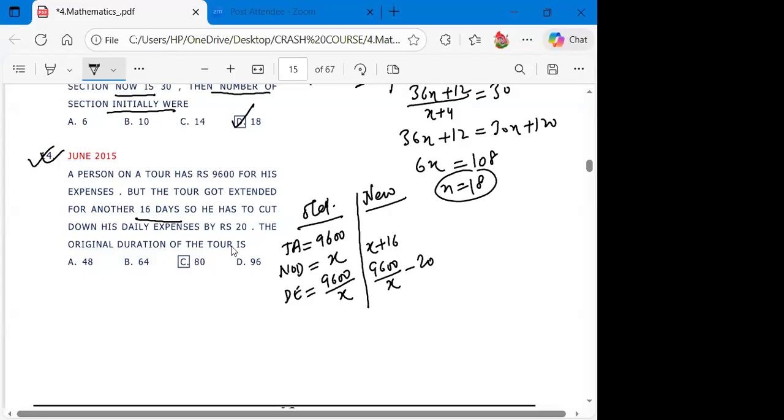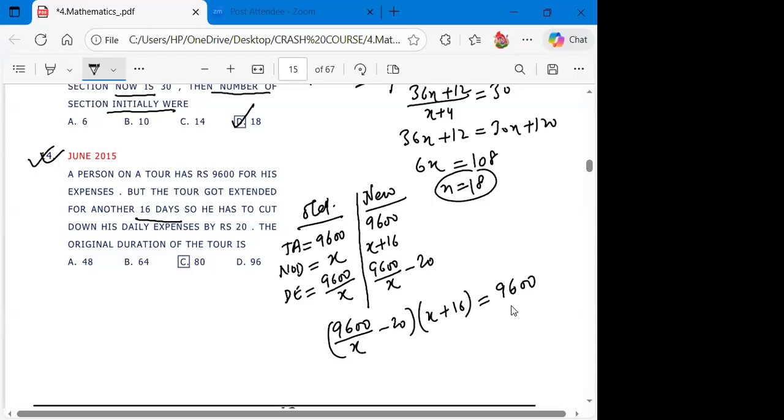Now, the original duration of the tour, it means they're asking for what? X. Sir, this is for sure: total amount remains the same. It will not change. So, sir, what should be the equation? Can I say the equation will be like this? (9,600 divided by X minus 20) into (X plus 16) should be equivalent to 9,600. And now only the plug-in method is the best method.